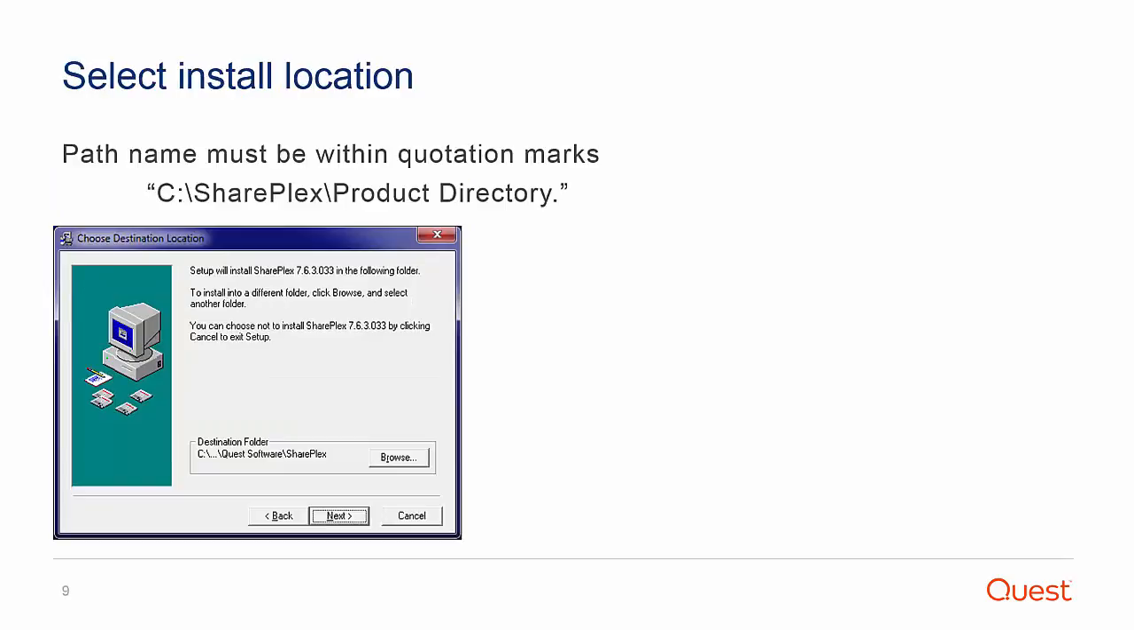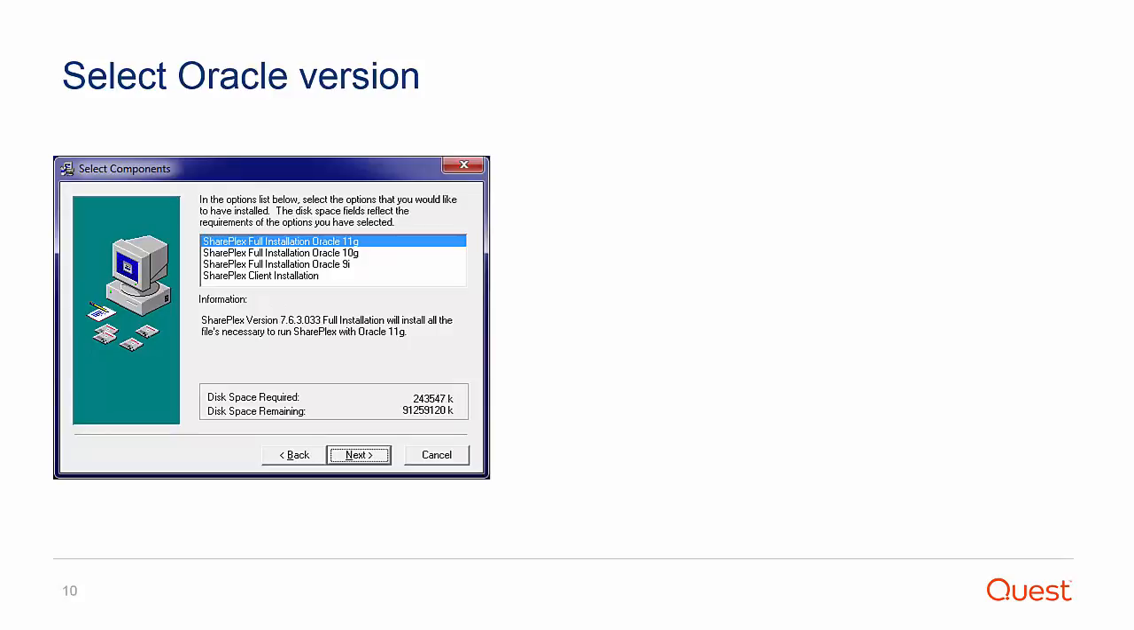You will first be prompted for the SharePlex folder, otherwise known as the SharePlex product directory. Either accept the default or enter your own location. Please note that if you manually enter the path to a different directory, and if any of the folders have spaces in them, for example, product space directory, the path name must be within quotation marks. Then choose your Oracle version and make sure that you have sufficient disk space.